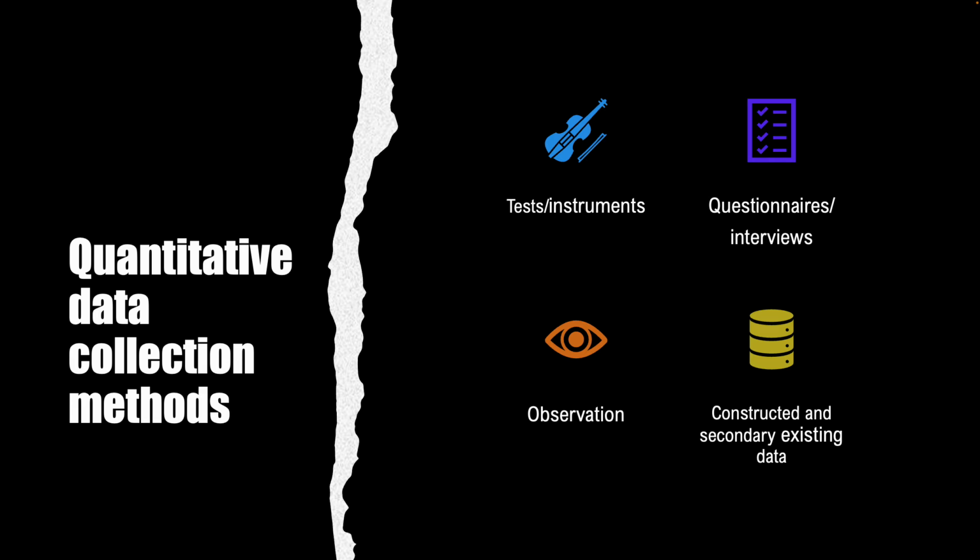Constructed and secondary quantitative data can come from things like course websites, where learning management systems now record things like how often students visit the site, or from having students create responses that are then coded to be able to count things like number of times certain concepts are mentioned, or maybe specific errors that were made.